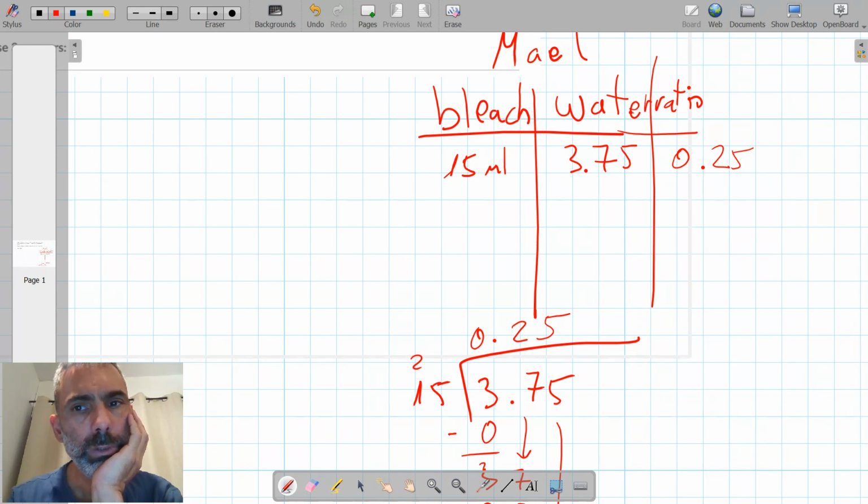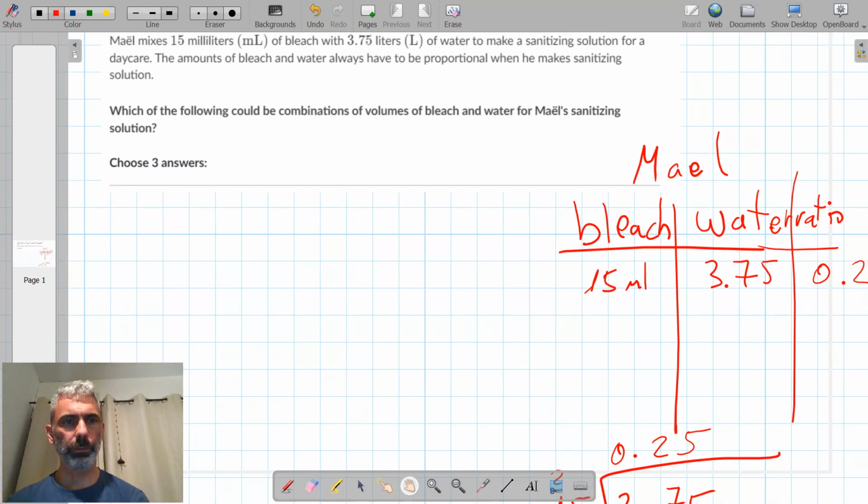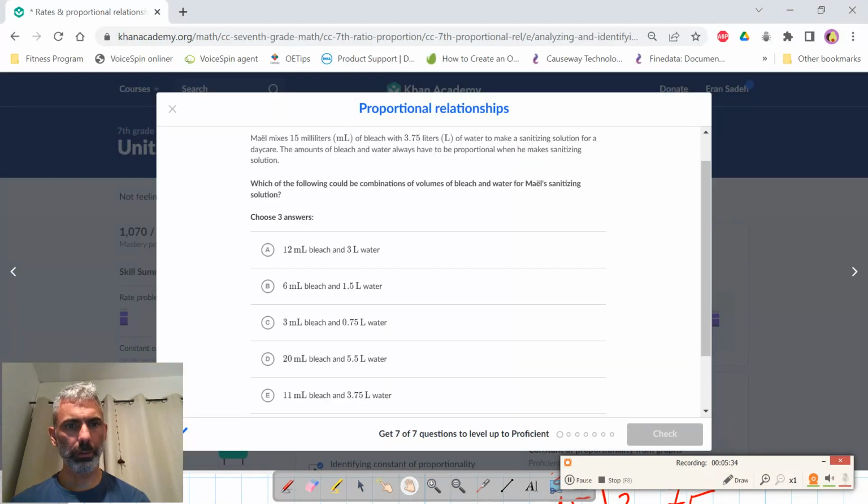The concentration of bleach in the water is 0.25%, 15 milliliters. It's 0.25% of the total solution. Okay. So let's see which options have the same ratio.